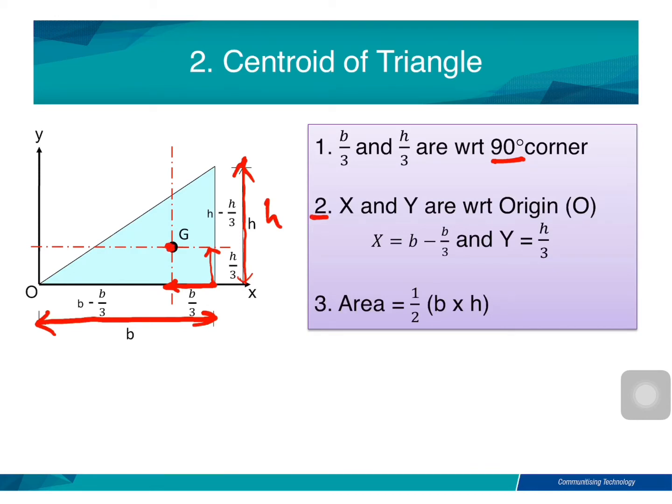And then number 2, X and Y are with respect to the origin. This is the origin. From here we have x, so x is the distance from the origin to the centroid. The total is B, and the distance here is B minus B over 3. The next one, y, from here is also H over 3. Similar. And then what is the area? Number 3, the area of the triangle is half times B times H. So you must remember.